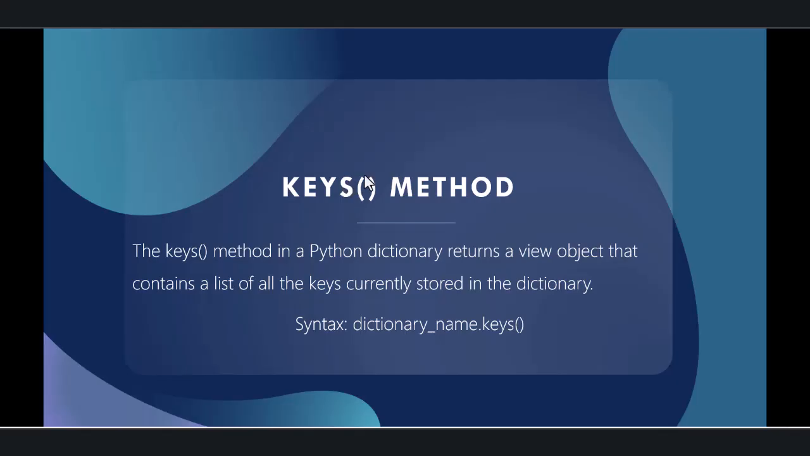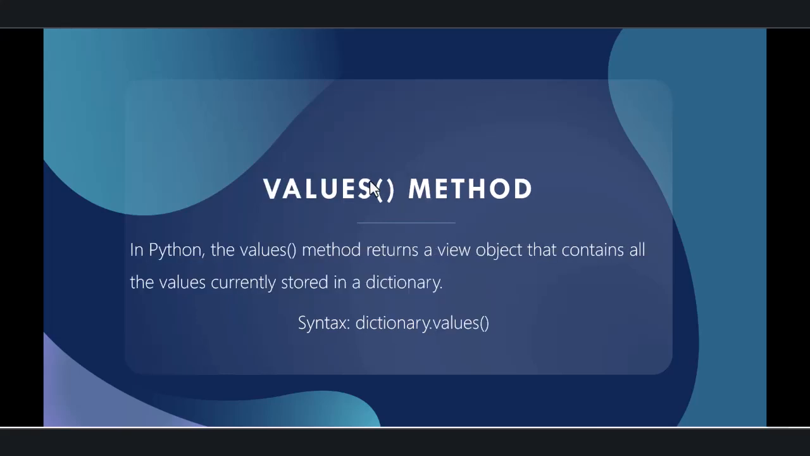These are very simple methods, you can understand them very easily. Now we'll go to the next method, that is the values method. In Python, the values method returns a view object that contains all the values currently stored in the dictionary. Same as the last example, where we retrieved only the key names from the existing dictionary, here we are retrieving only the values from the existing dictionary. The basic syntax to write this is dictionary dot values function. Now we will see how we retrieve values from the dictionary.